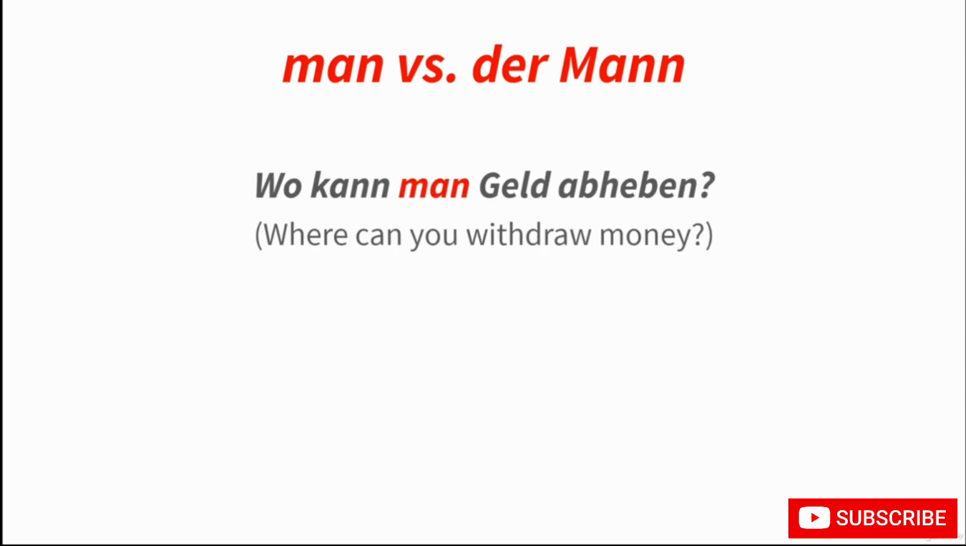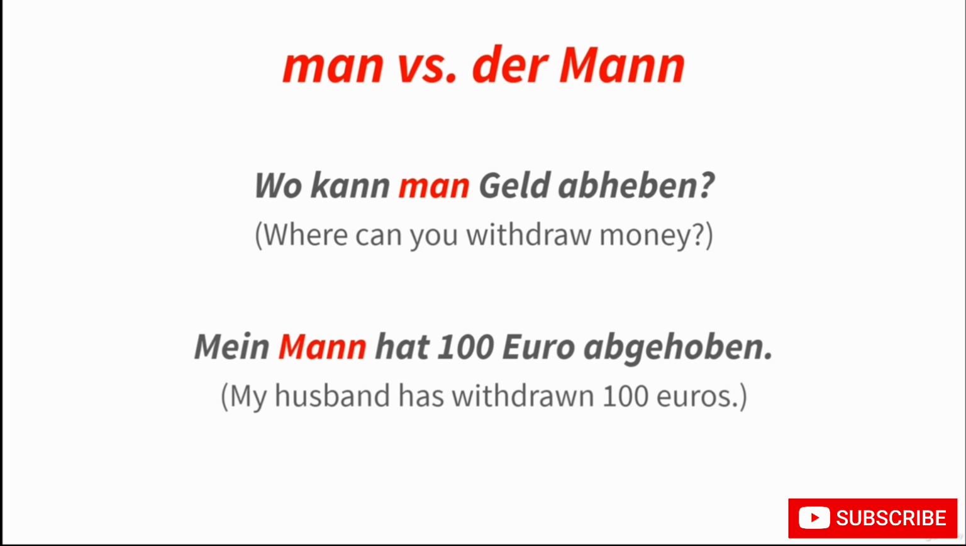Another one, wo kann man Geld abheben means where can you withdraw money? In this case, I am asking, is there any ATM near the area? And where can I or where can someone withdraw money in this place? I am generalizing it. Mein Mann hat 100 Euro abgehoben means my husband has withdrawn 100 euros.